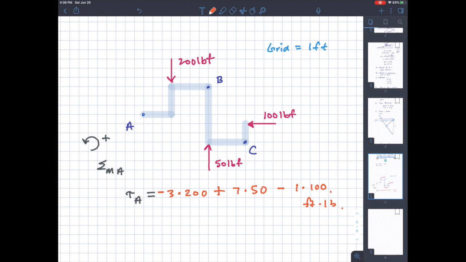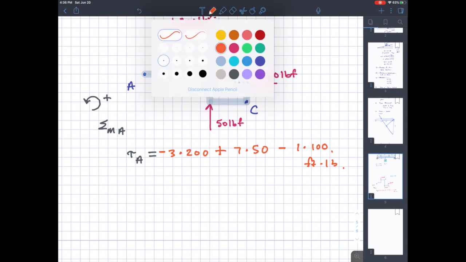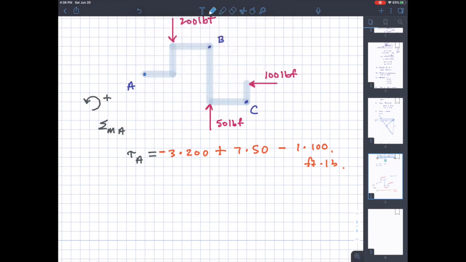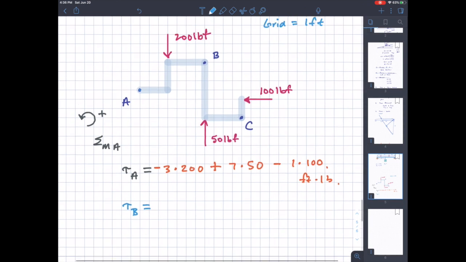All right, so that's tau A. All right, pause the video and try to do tau B. All right, hopefully you paused it and you're back. Tau B, all right. So let's consider the 200-pound force first.